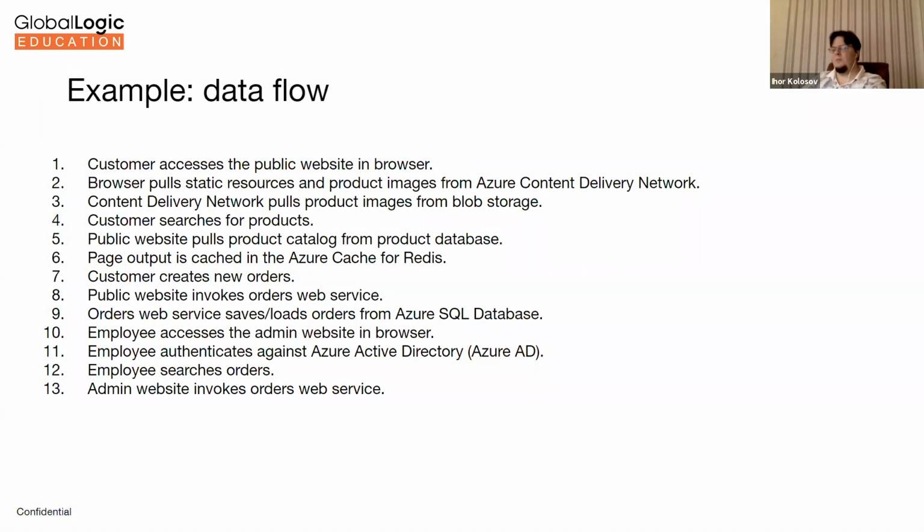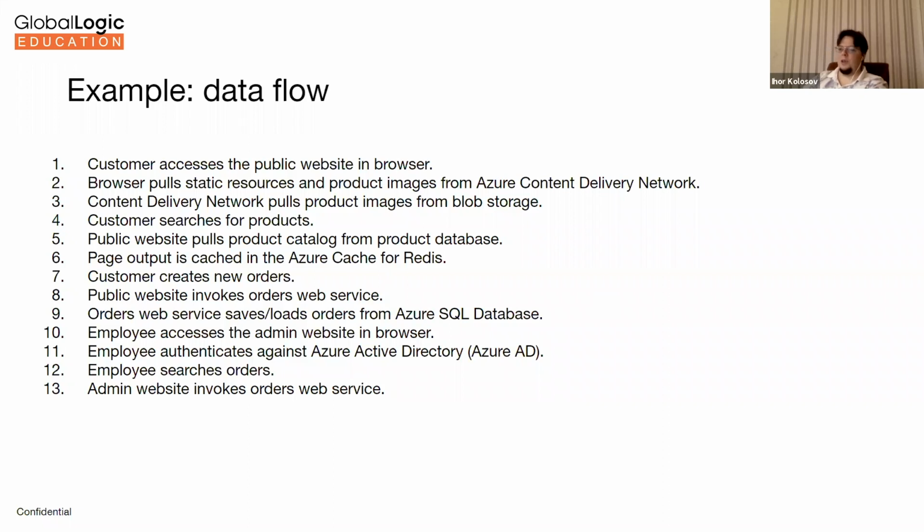Customer performs some access to the public website. Browser pulls static resources and product images from Azure CDN. CDN pulls product images from blob storage, and customer searches for some products. Public website pulls product catalog from the product database. Page output is cached in the Azure Cache for Redis.